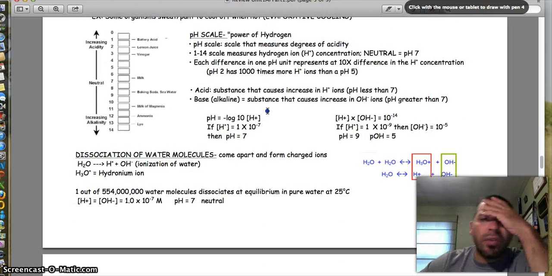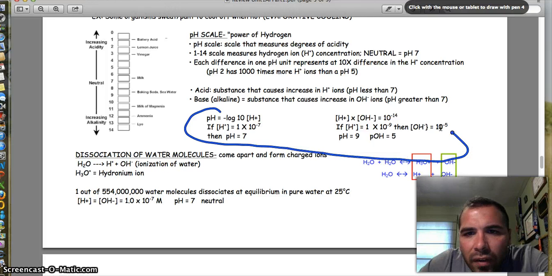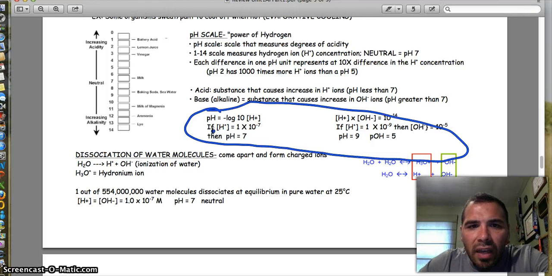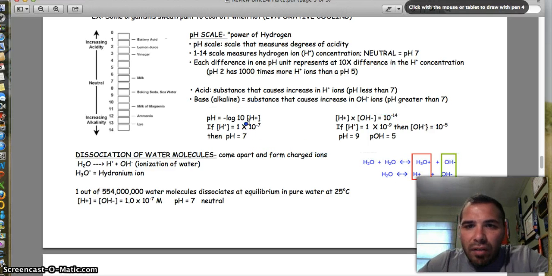pH scale. Most of you did really well in the quiz, so I'm not too concerned about the pH scale. However, I think most of you understand this. pH is the negative log of the hydrogen ion concentration, so if the hydrogens are 10 to the negative 7th, pH is 7. So if we look here, you add them up, you get 14. So 10 to the negative 9th for H, OH is 10 to the negative 5th, that gives you 14.